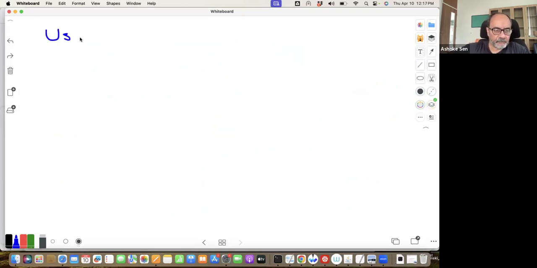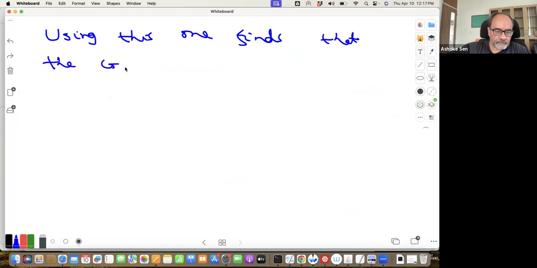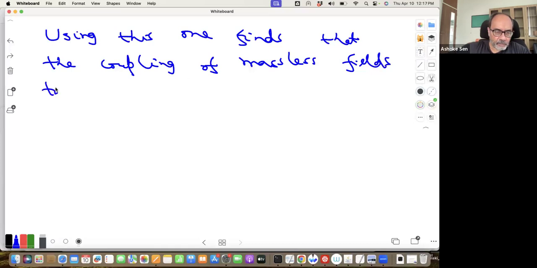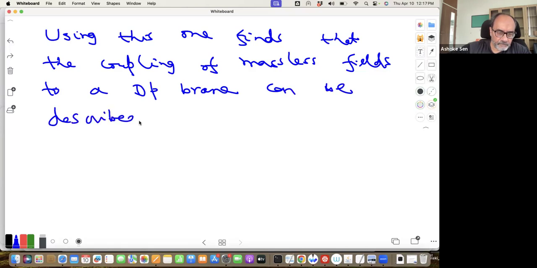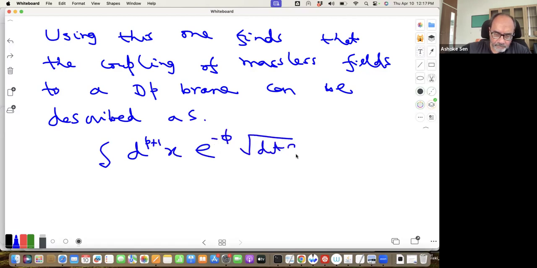So using this, one finds that the coupling of massless fields to a Dp-brane... okay, so this has to be qualified.